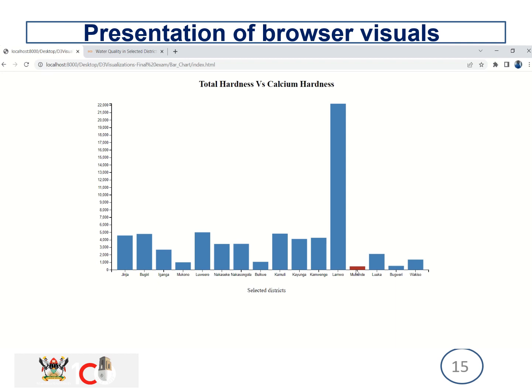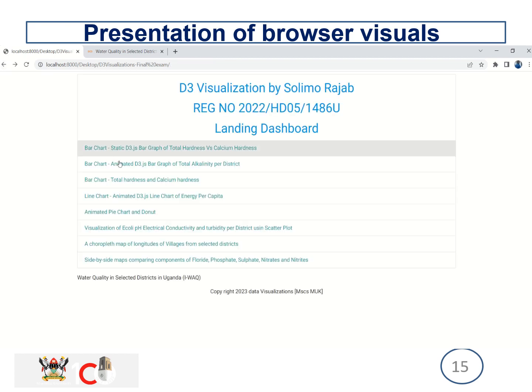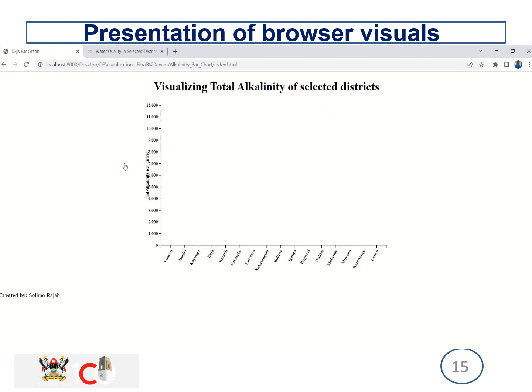Mubende has the lowest, which is below 1,000 of the total hardness and calcium hardness. The second visualization is an animated visualization, which is giving us the visual of total alkalinity of the same selected district. And you see that in this visualization, Lamu is leading.